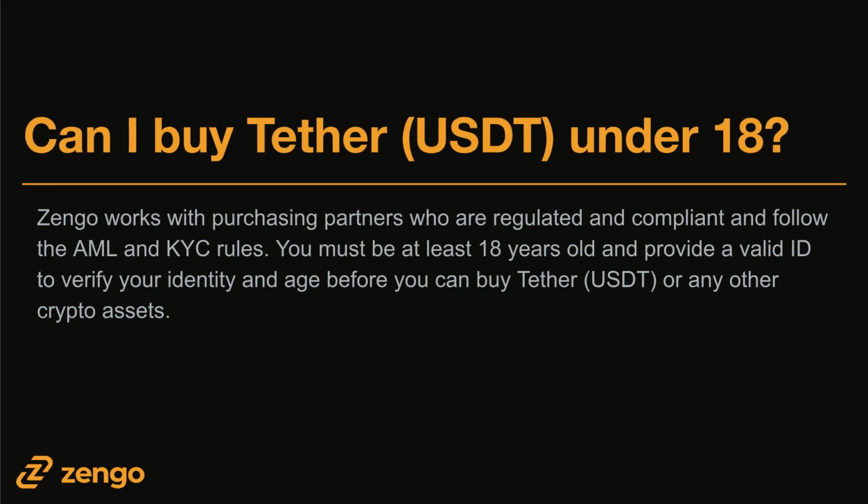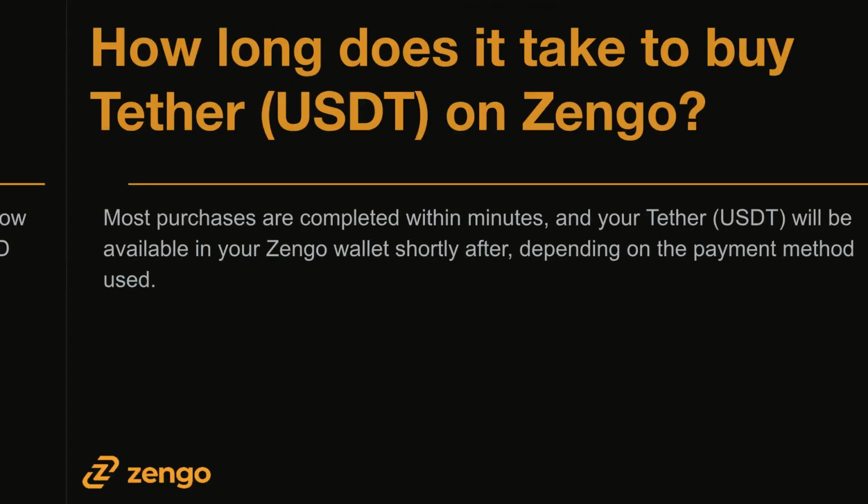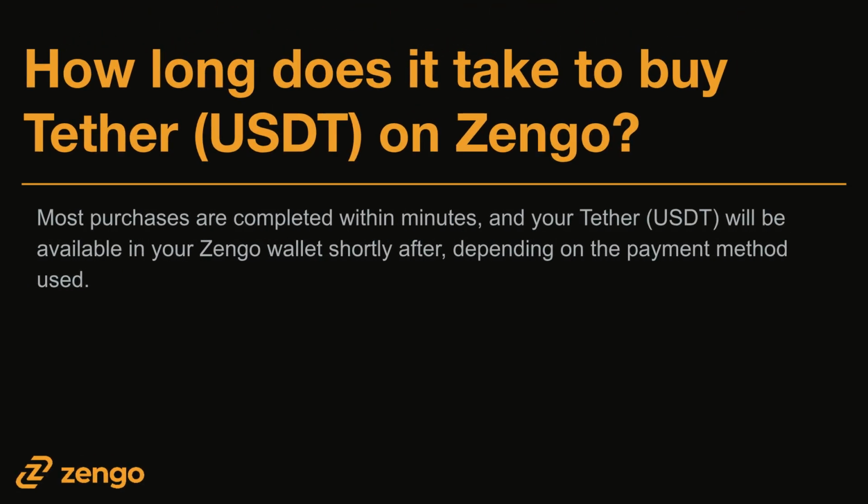obligations. Can I buy Tether under 18? Zengo works with regulated, compliant partners who follow AML and KYC rules. You must be 18 or older and provide a valid ID to buy USDT or any other crypto asset. How long does it take to buy Tether on Zengo? Most purchases are completed within minutes, and your USDT will be available in your Zengo wallet shortly after, depending on the payment method used.